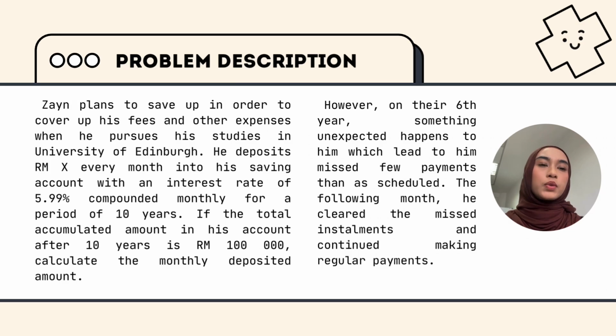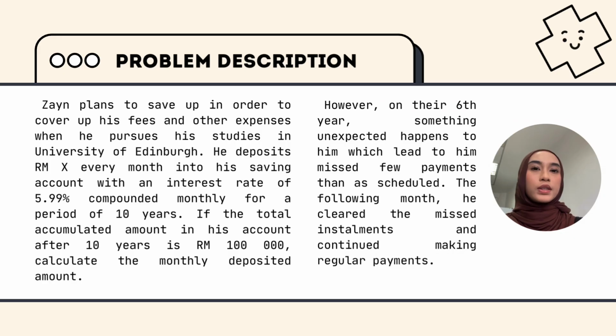So now we're moving on to the problem description. Basically, Zain plans to pursue his studies abroad. In order to do that, he decided to take a personal loan from a bank, which is Alliance Bank. He plans to save up to cover his fees and other expenses when he pursues his studies at the University of Edinburgh. He deposited RM X every month into his savings account with an interest rate of 5.99% compounded monthly for a period of 10 years. If the total accumulated amount in his account after 10 years is RM100,000, we need to calculate the monthly deposited amount.